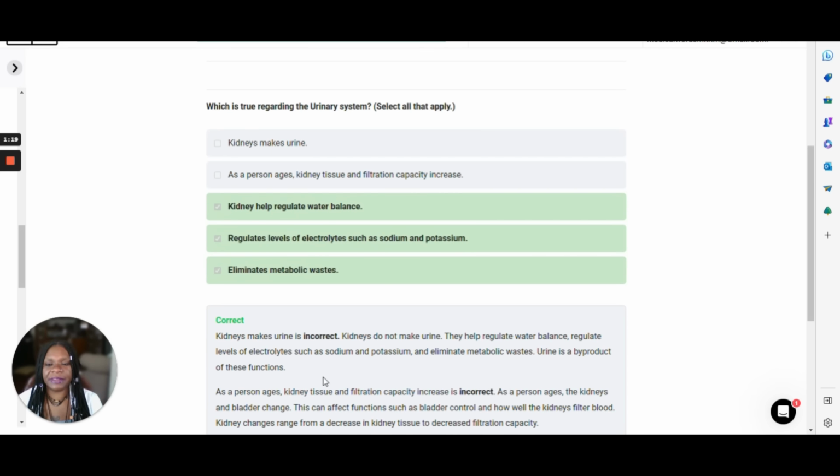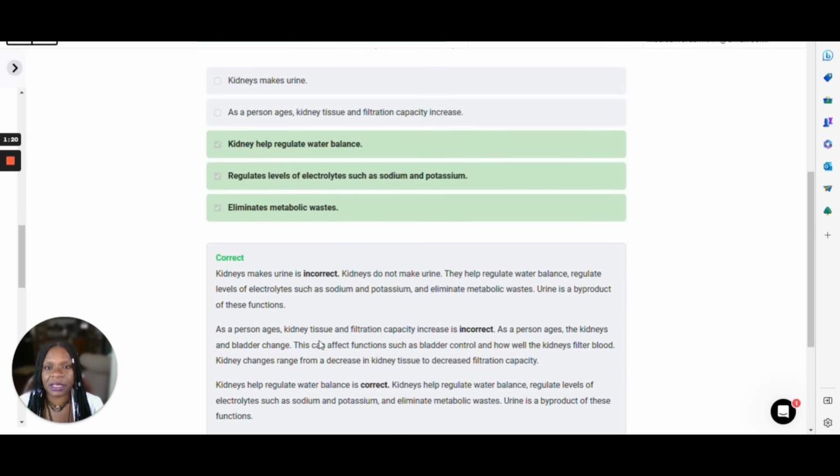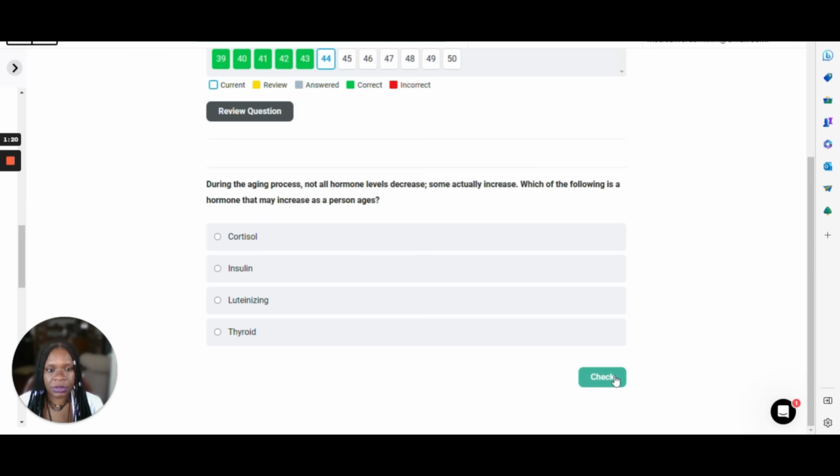So if you were thinking that the kidneys make urine is correct, that's not correct. That's totally incorrect. They do not make urine. However, they filter and they help to regulate water balance as well as regulating the levels of electrolytes such as sodium and potassium as well as eliminating metabolic waste. Urine is going to be the byproduct of these functions. And also, as a person ages, their kidney function and their kidney tissue and filtration capacity are going to decrease, okay? So that was incorrect. However, kidneys help regulate water balance, regulate the level of electrolytes, as well as eliminating metabolic waste. Those are all functions of the urinary system. Okay, next question.